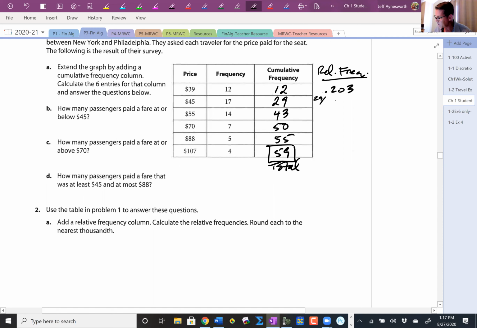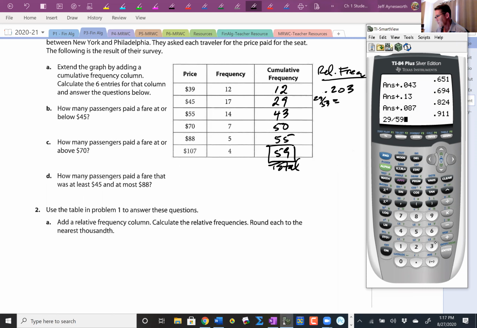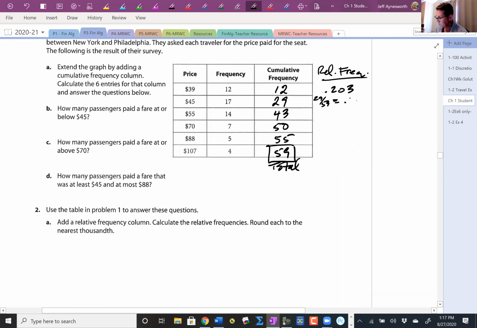29 divided by 59. I have 0.492 on my calculator. Let me just check that. So 29 divided by 59. Yeah, okay. Keep going then. And then 0.729. Oh, okay. Hang on for a second. You're taking the cumulative, and then relative frequency. I'm sorry. We have to take these numbers, 12, 17. Let's go back. Let's take 17 divided by 59.